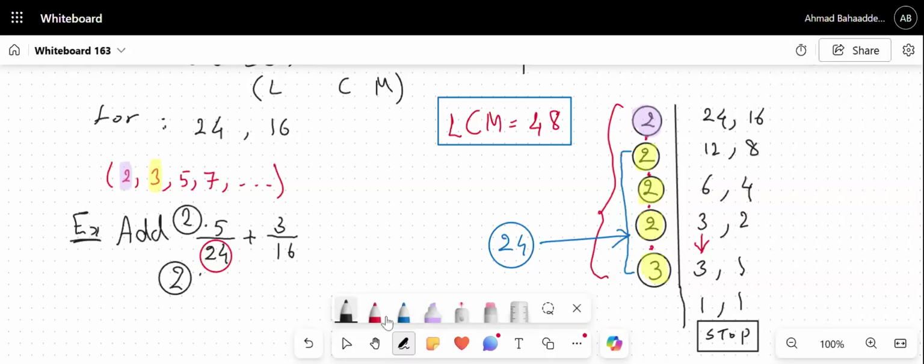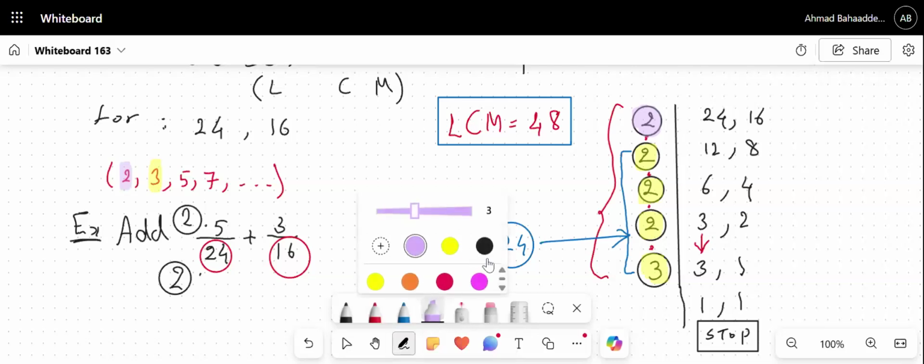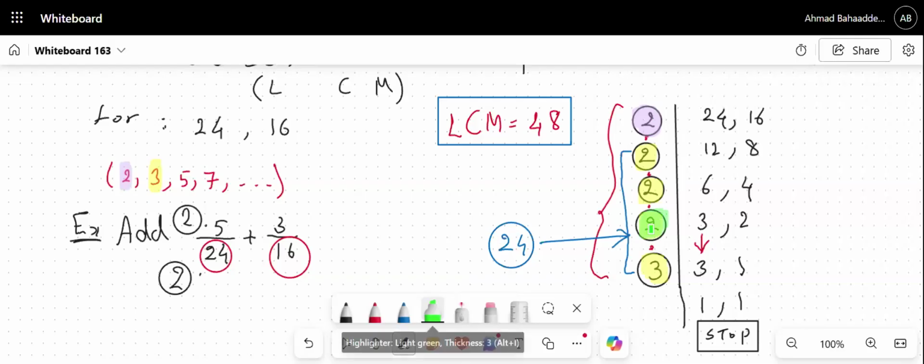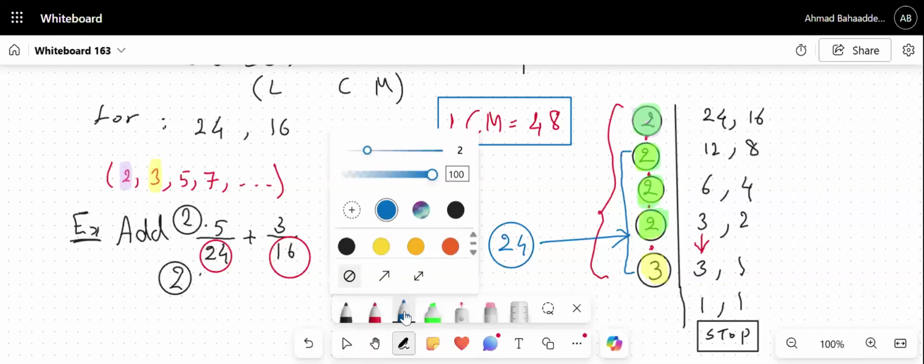Now we are going to do the same thing with 16. Can I find 16 among all of these factors? Well, yes, I can. Let's try to do that. So I'm going to choose another color, let's take, for example, the beautiful green color. Can I find 16 among all of these factors? Yes, actually, 2 times 2 times 2 times 2 is going to make 16, isn't it?